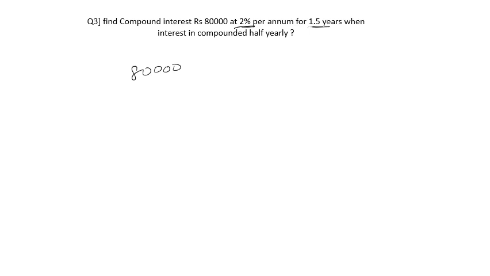See, okay, 80,000 and compounded half yearly means this is a 1% rate, and the first interest will be for the first 6-month period.